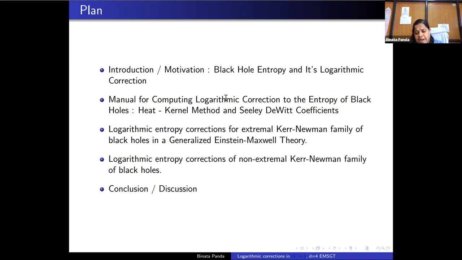It can be an extremal black hole, a non-extremal black hole. It can be supersymmetric, it can be non-supersymmetric. So the approach is valid for all of them.